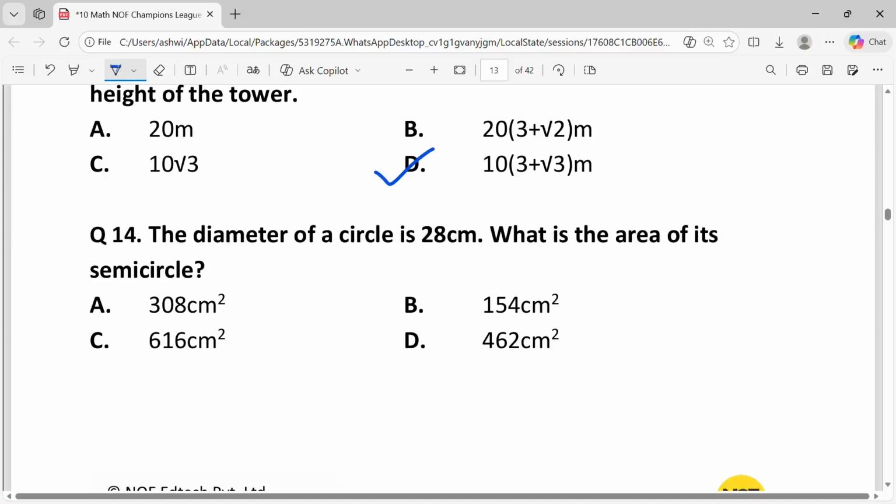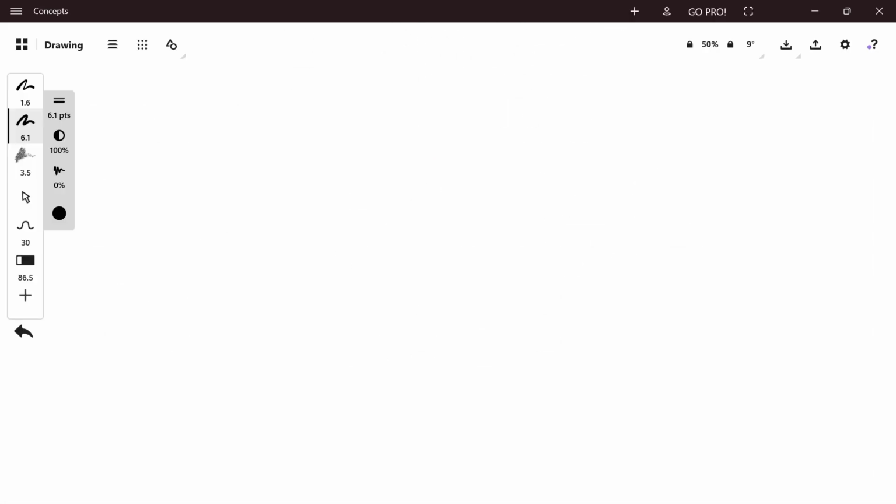Question 14. The diameter of a circle is 28 centimeters. What is the area of its semicircle? The diameter of a circle is 28 centimeters. The radius r is half of the diameter, that is r is equal to 28 by 2, which is equal to 14 centimeters. The area of a full circle is pi r square.